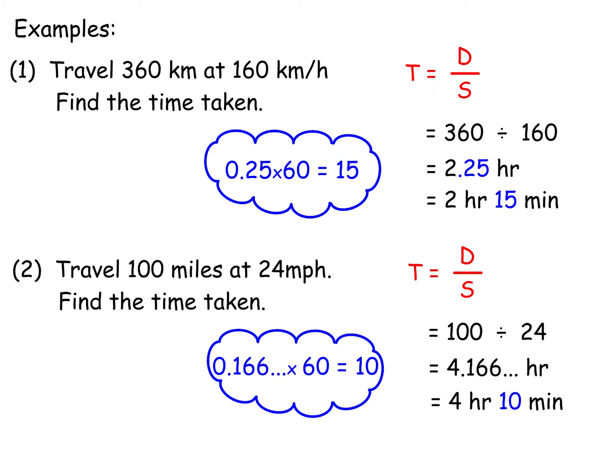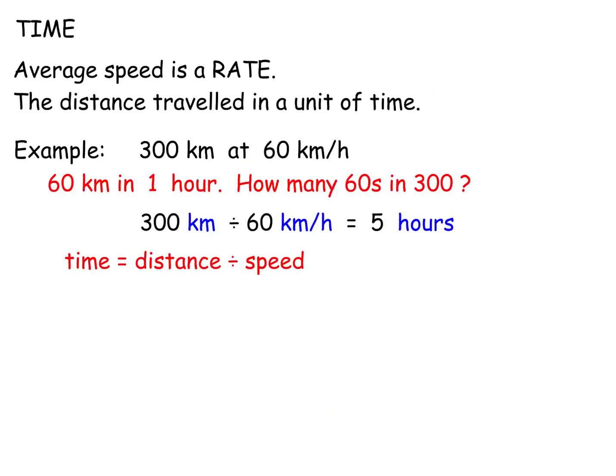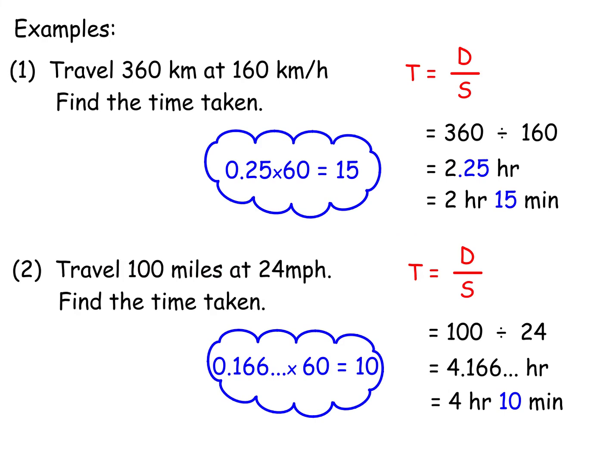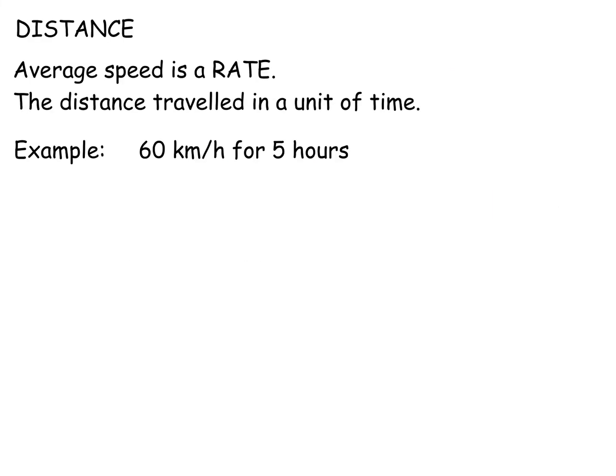So we've had s equals d over t. Speed is distance divided by time. The other formula is t equals d over s. Time is distance divided by speed. And the third formula is for distance.